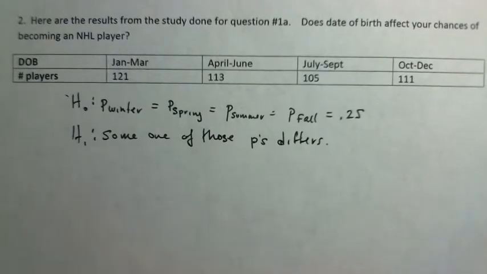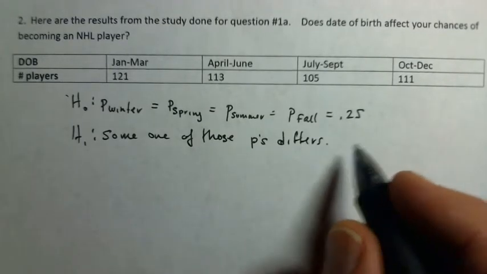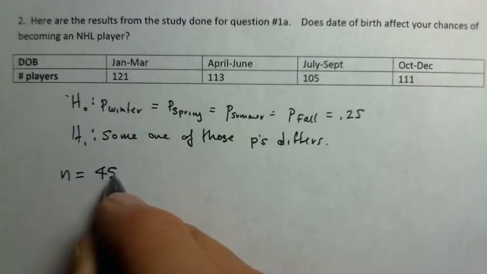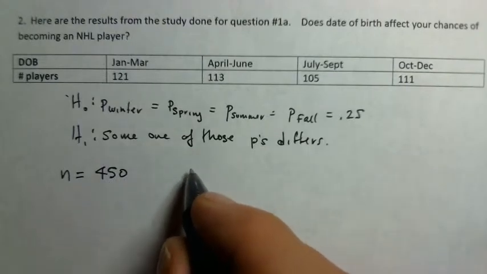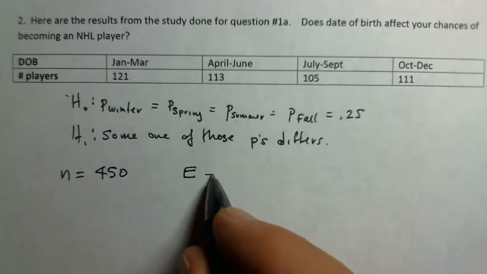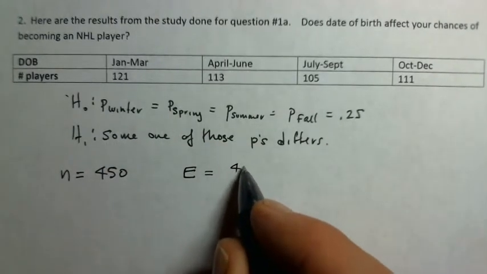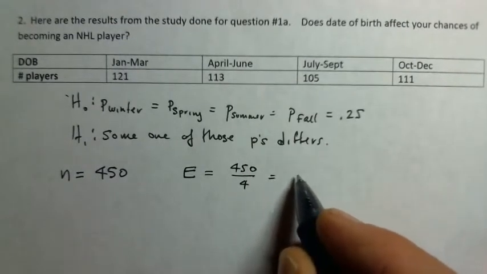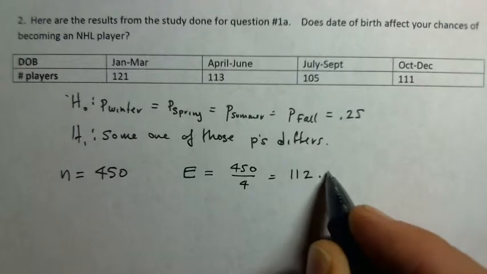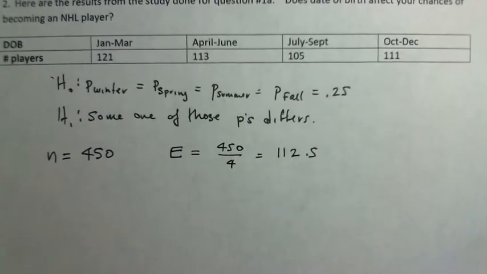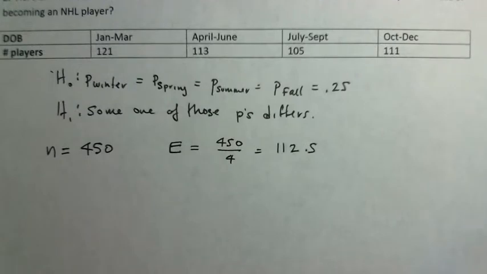So let's look at our expected values. All together, when you add them all up, there are 450 players. So since all these are the same, the expected value is the same for each of those. It's going to be 450 times 0.25, or divided by 4, which is 112.5. So the expected value for each of those is going to be 112.5.